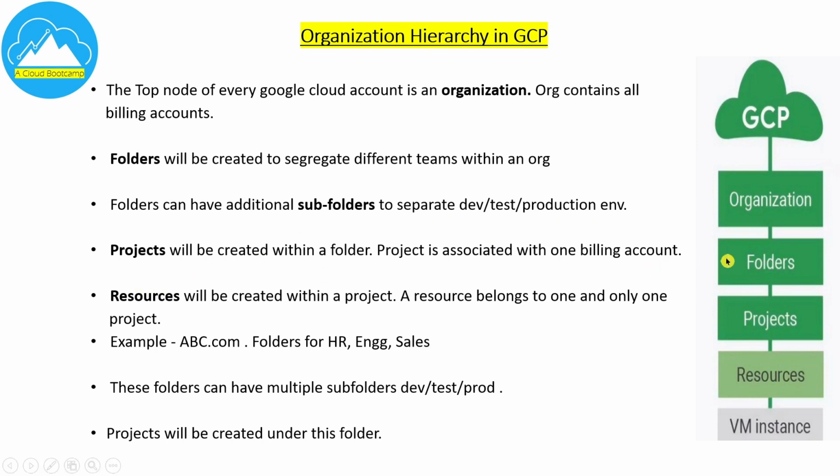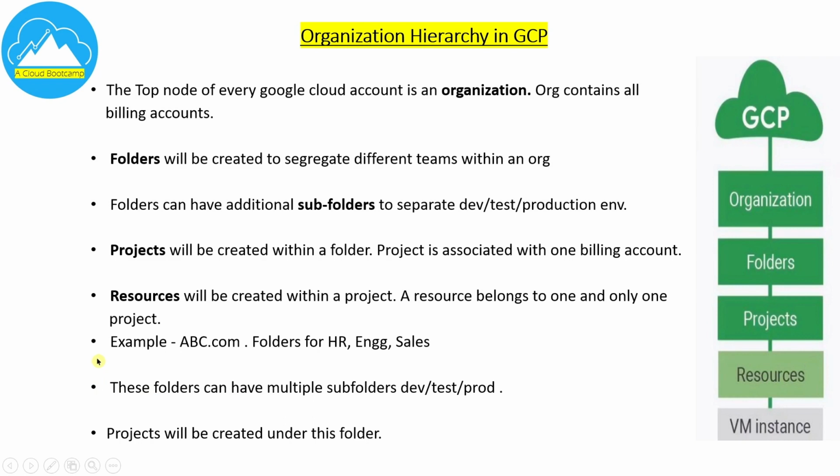Then comes the project. A project will be created within a folder, for example, and this is important: a project is associated with one billing account. So every project is associated with one billing account. As we mentioned, resources are created inside the projects, so a resource belongs to one and only one project. For example, this VM instance belongs to this project, but you can create another VM instance in another project. We can have multiple projects inside an organization or inside folders. That is quite possible.